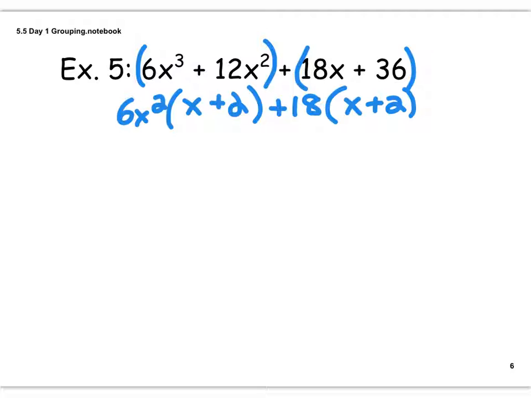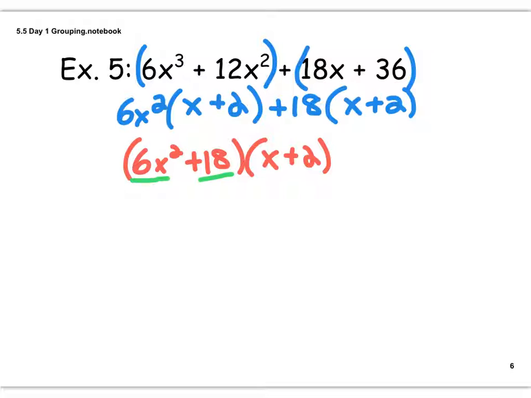So now, let's change colors here. I've got 6x squared plus 18 multiplied by x plus 2. Okay, so what you would do is every time you're done, you need to ask yourself, can I factor this any further? And in this particular case, I can factor a 6 out of that term and a 6 out of that term. So when I do that, I end up with a 6 hanging out front. And then when I factor that out, I've got x squared plus 3 multiplied by x plus 2.